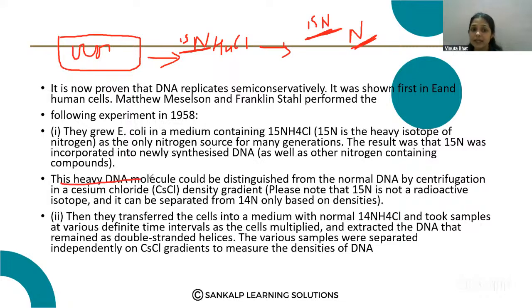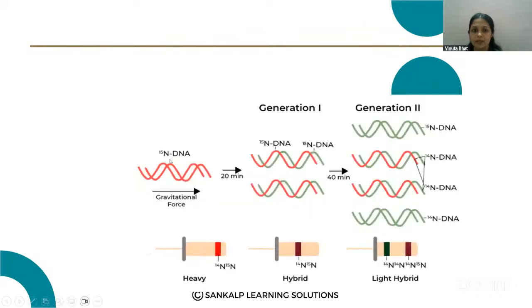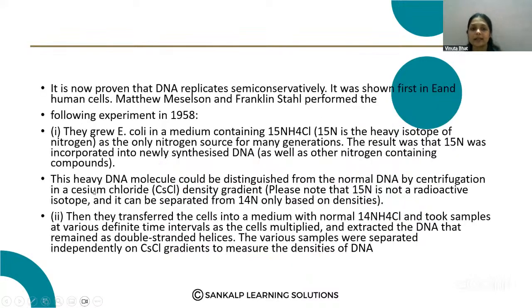This heavy DNA molecule could be distinguished from the normal DNA by centrifugation in a cesium chloride density gradient. Okay, here you can study using the diagram. Yes, so this is the 15N DNA. This kind of DNA was in the E. coli bacteria. Then they transferred the cells into a medium with normal 14NH4Cl.